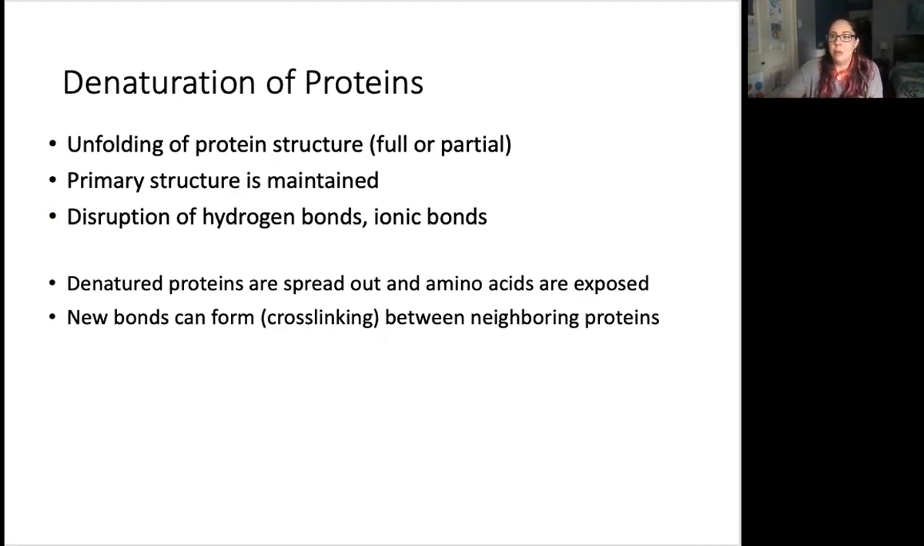But because hydrogen bonds are weak, if you just heat up a protein, it can fall apart. If the pH changes, a protein can fall apart. This is the reason why fever is dangerous, because if your body temperature gets too high, your proteins denature and your enzymes don't work and you die. So when this happens, we maintain primary structure, we disrupt all these other bonds, and now proteins are falling apart.